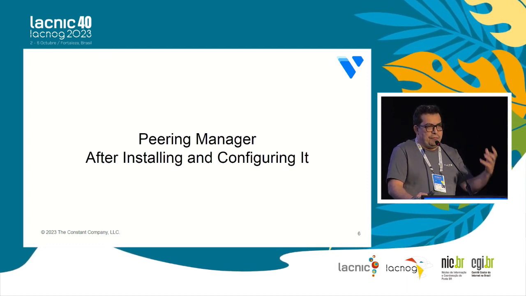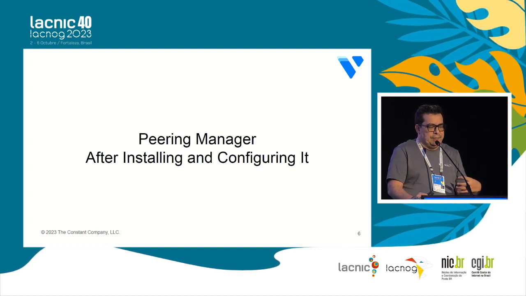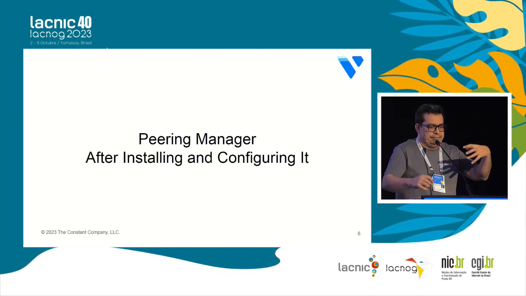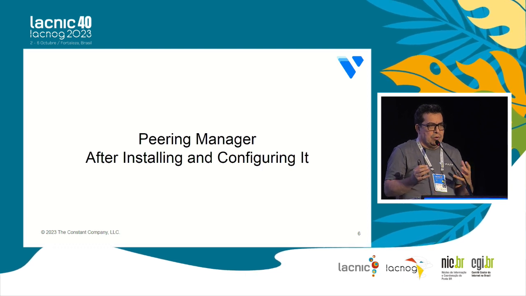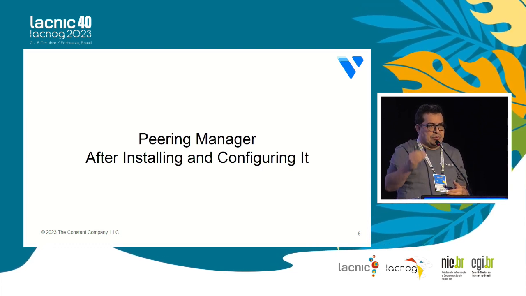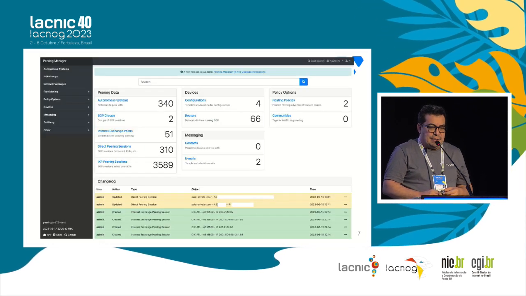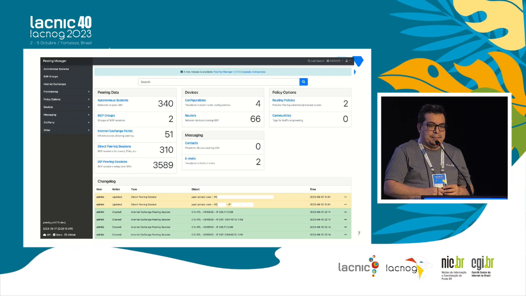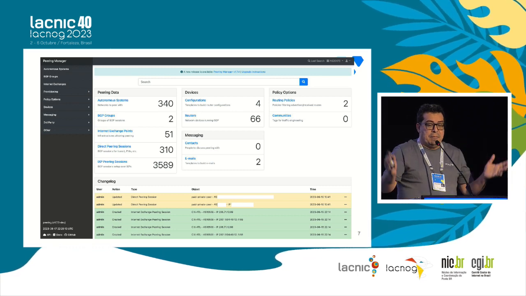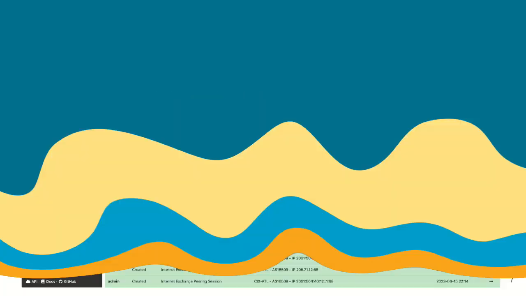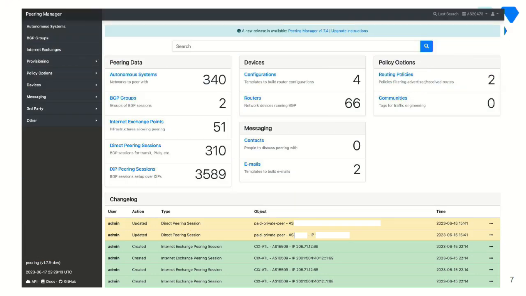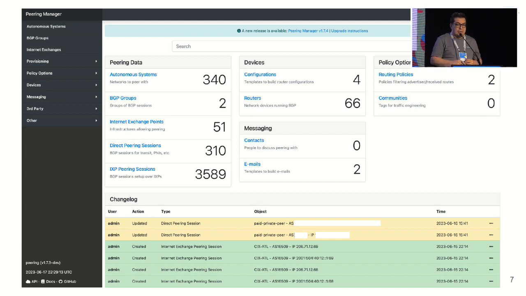I won't discuss how to install and configure the initial setup. The step-by-step is very well indicated on the Peering Manager page. This is the first screen of the GUI, where we have the number of autonomous systems we are connected to, the number of IXPs connected, and quite an interesting part, which is this.